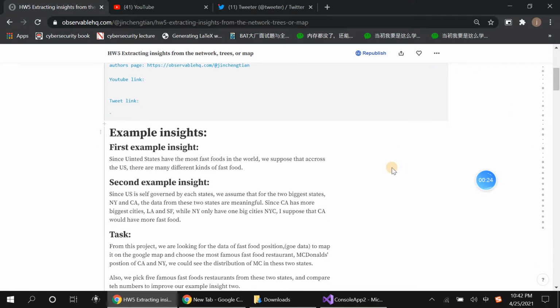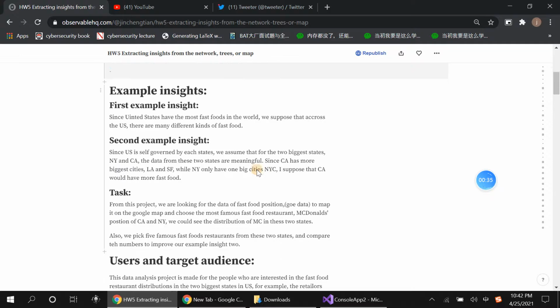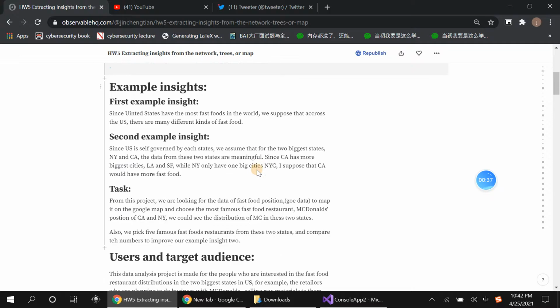The first one is that since the United States has the most fast food in the world, we suppose that across the US there are many different kinds of fast food, and we want to figure out the distribution of the fast food restaurants.